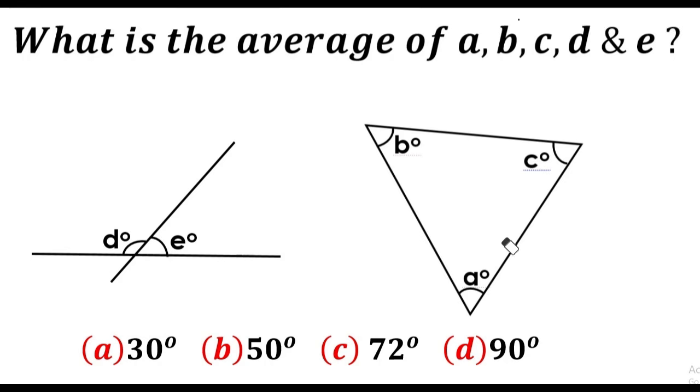We have a triangle and this is angle A, B, C, then we have D and E. Somebody might be wondering, we are not given any value of any of the angles to start with. To solve this, we're going to start with this triangle. This is triangle A, B, C. That's something we must remember. The question is asking about the average of the whole angles.